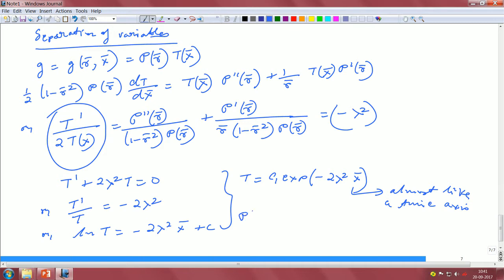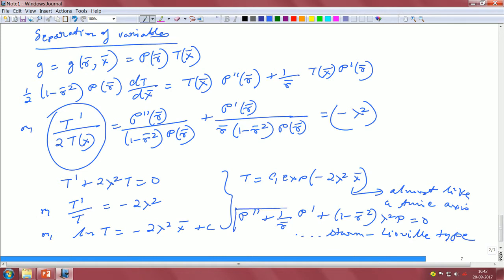The second one, which is basically 1 by r bar p prime plus 1 minus r bar square into lambda square into p is equal to 0. This particular expression is the Sturm-Liouville type equation, right. This is the second part.